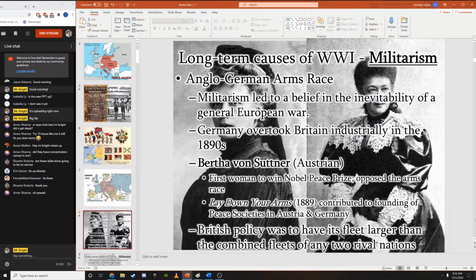And so militarism led to a belief in the inevitability of a general European war at this time, and Germany had been developing industrially since about the 1860s, 1870s. By the time they get to the 1890s, Germany had actually overtaken Britain in terms of its level of industrialization. Remember, we learned that Britain was the first to industrialize. But I mentioned to you when we were learning about the Industrial Revolution that there was actually a second Industrial Revolution late in the 1800s that Germany and America were at the forefront of.